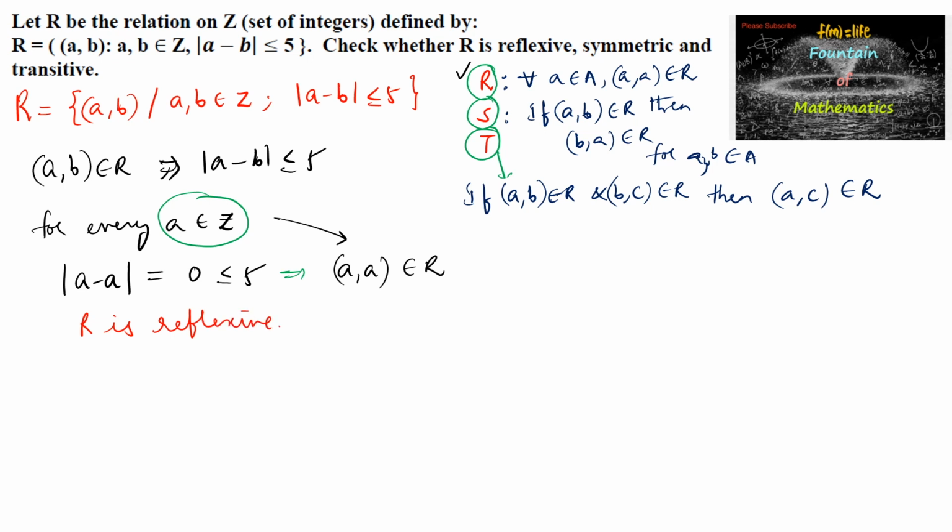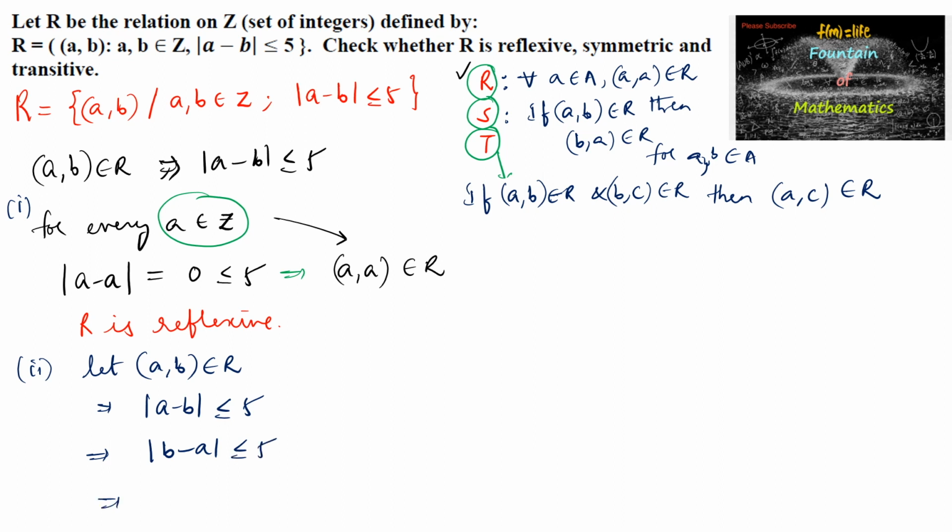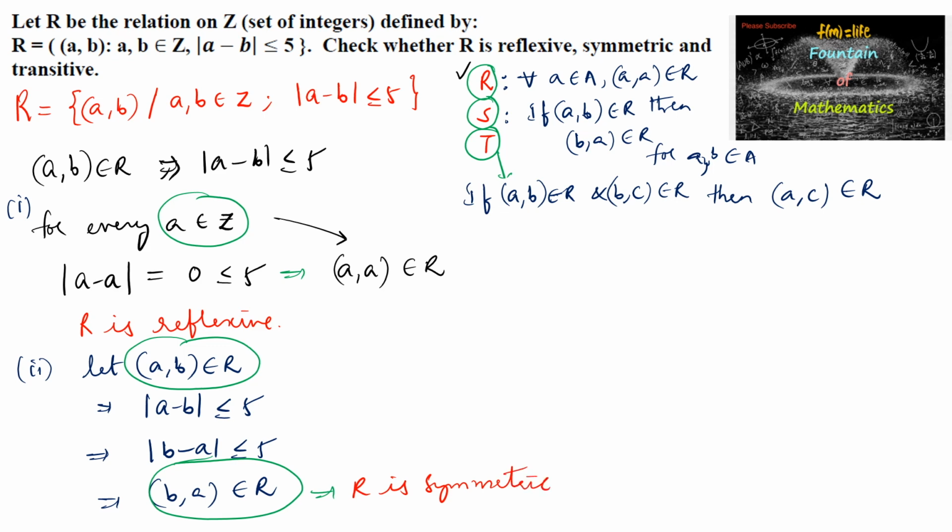And coming to symmetric, let (a, b) belong to the relation. Which implies that if an ordered pair belongs to the relation, then it must satisfy mod of a minus b is less than or equal to 5. And we know that mod of a minus b and mod of b minus a give the same result because the modulus is applied. So mod of b minus a is less than or equal to 5. Here the elements are interchanged, so we can also say that the ordered pair (b, a) must belong to R. So for (a, b) belonging to R, we got (b, a) belonging to R, and hence R is symmetric.